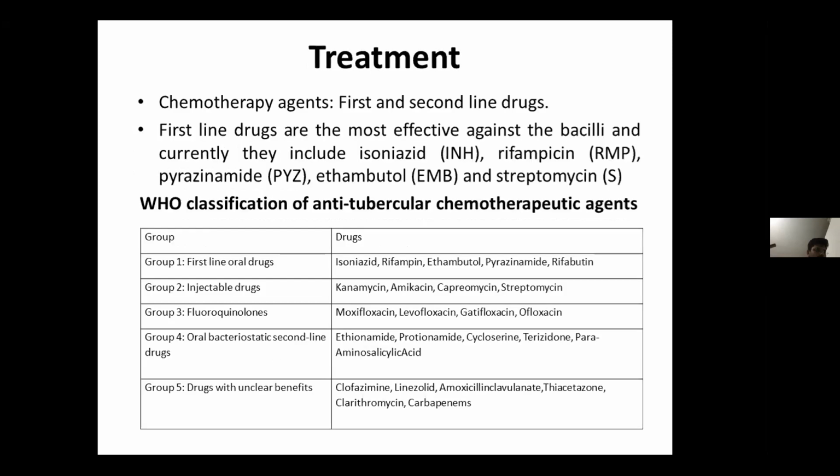The first and second line chemotherapeutic agents have been described. There's a WHO classification. The first line treatment comprises the 5 drugs which we are all aware of. They're the most effective treatment agents. Among them, as I discussed, isoniazid. All of them are hepatotoxic, especially isoniazid.